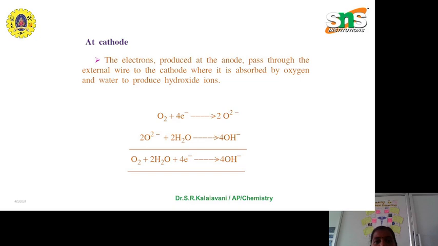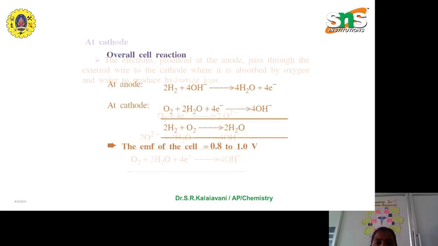At the cathodic part, the electrons produced at the anode pass through the external wire to the cathodic part where they are absorbed by oxygen and water to produce hydroxide ions. So O2 plus 4e minus gives 2 O2 minus. 2 O2 minus plus 2 water molecules gives 4 OH minus. So overall reaction forming at the cathodic part: oxygen plus 2 water molecules plus 4e minus gives 4 hydroxide ions.